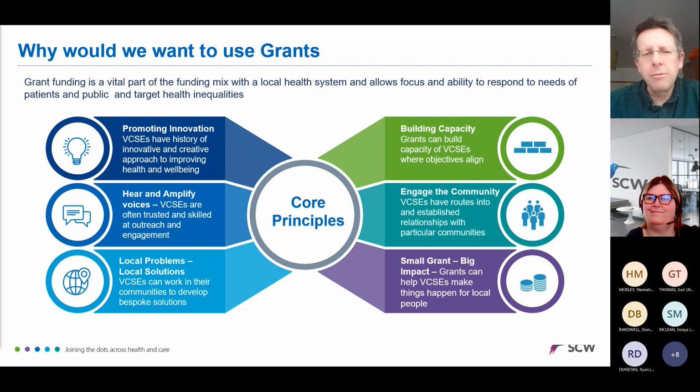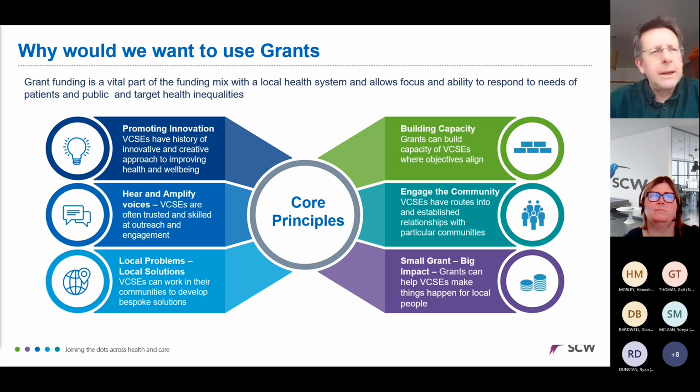But they're also really good at local problems for local solutions, and because they're very focused, because they work within the communities, they provide that real intimate view of the world of how they can support the work we want to do. Using grants with VCSEs allows them to build capacity within their organisations where our objectives align with them. It provides them with that continual bit of headroom and funding to support that.